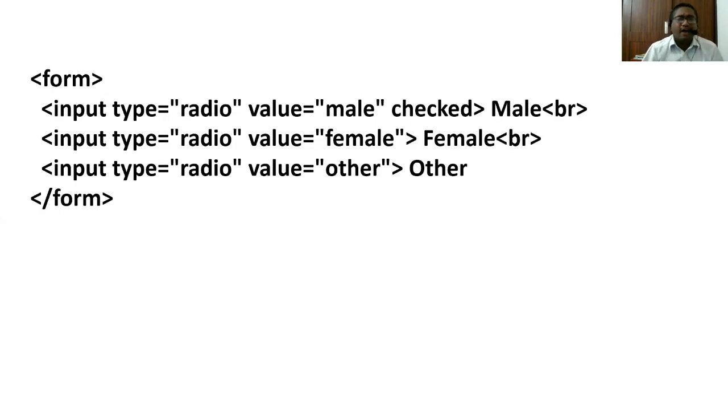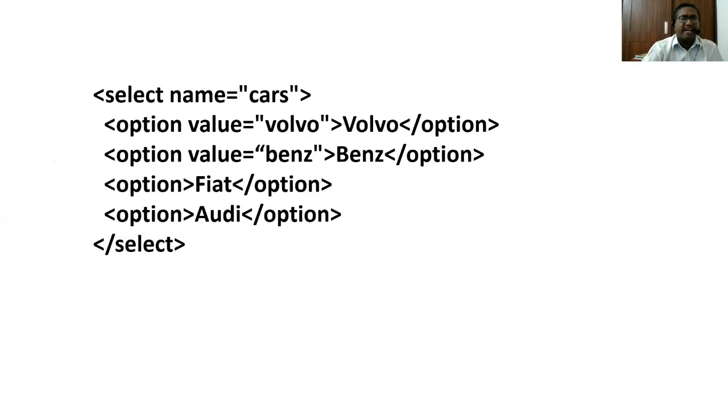Another one, radio button. How to create a radio? Input type equal to radio. If you give that, a radio will be there. The first radio will be checked, male. The remaining are unchecked. So three types will be there: male, female, other. Radio button, one control. Similarly, the next one will be the drop down list box.